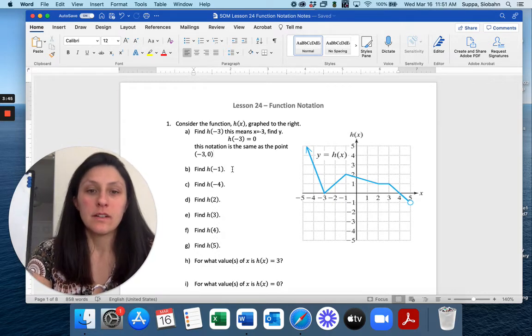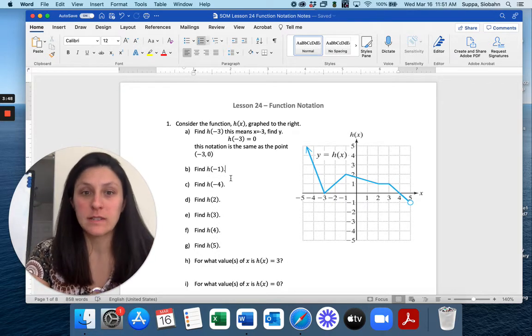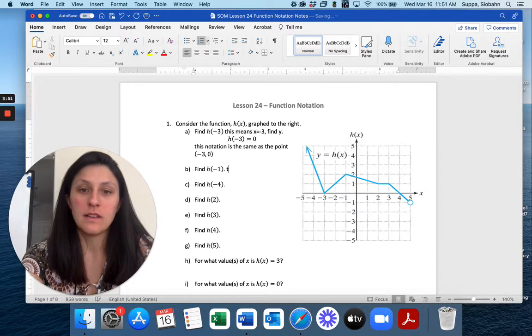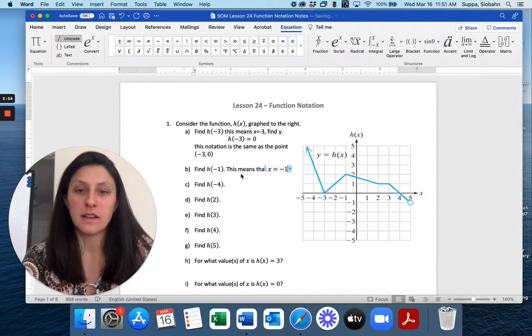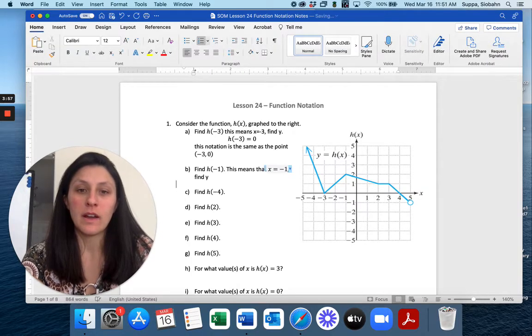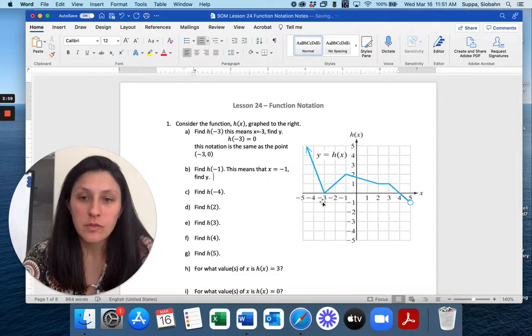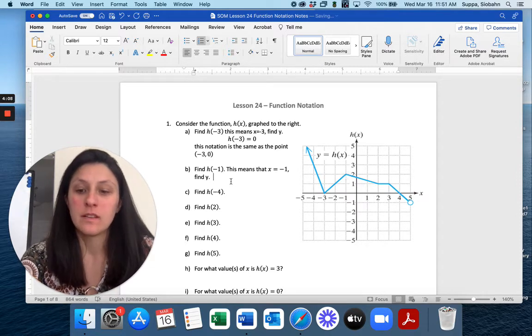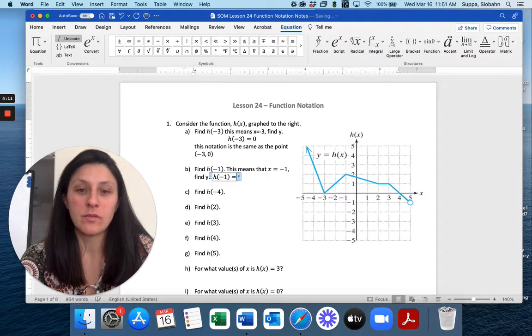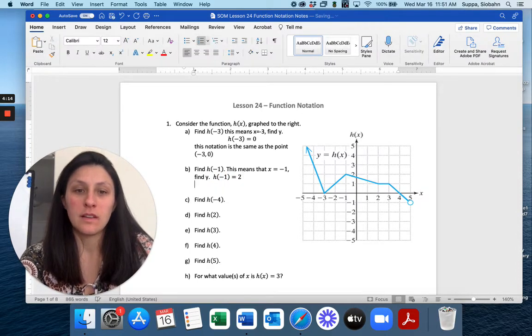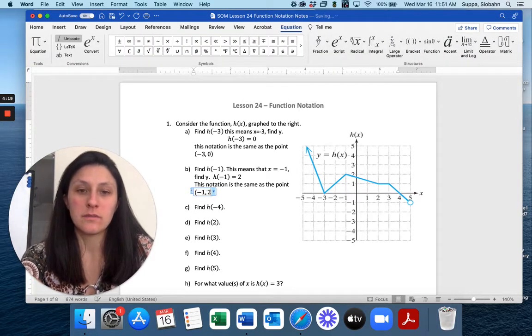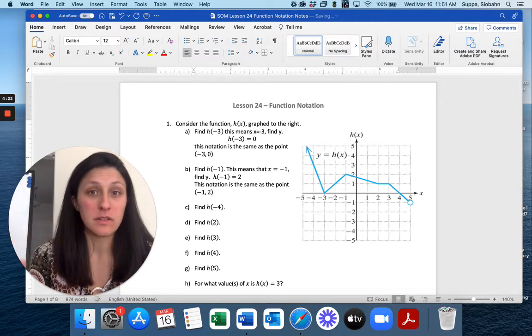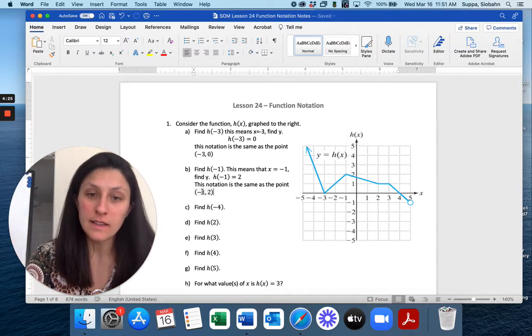Okay, so let's do another one, and then I'll let you try some of the rest. h of -1, what does that mean? This means that x equals -1, find y. Okay, well, if you look at where x is -1 and come up to the graph, you'll see that y is 2 because this point right here on the graph is -1, 2. So that means h of -1 equals 2. And this notation is the same as the point -1, 2. Just so you really see that that's what you're doing. It's just a new notation to represent x and y.